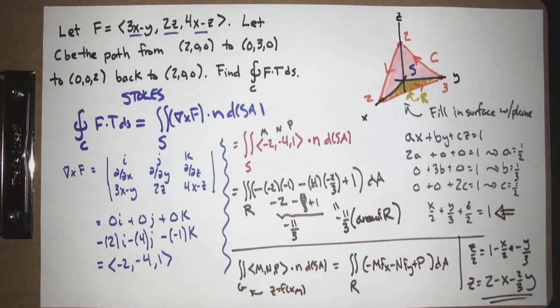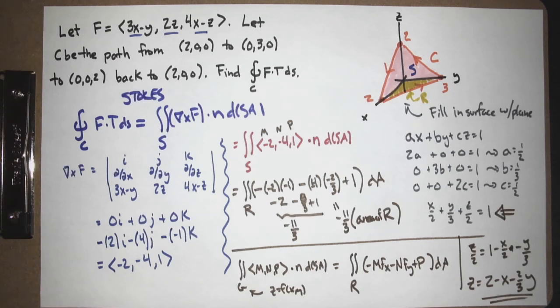Because you're just integrating, that constant comes out. That constant of negative 11 thirds comes out. So we're down to saying, what's the area of R? We didn't actually specify R. It's that triangle. What is the area of that triangle?